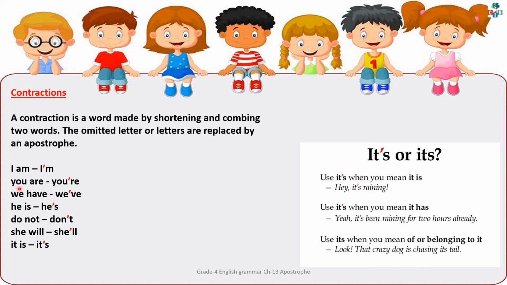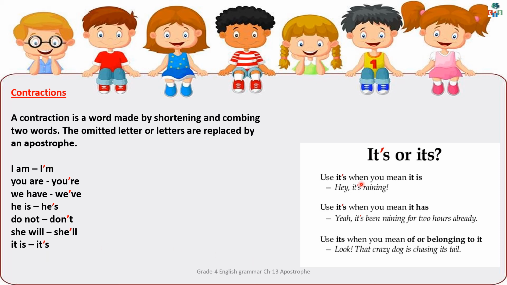You are. You are will be you're. The letter A is replaced by an apostrophe mark and we have combined these two words. We have shortened the word. We have, we've. He is, he's. Do not, don't. She will, she'll. It is, it's. So like this, you have to combine the words. You have to shorten the words with the help of an apostrophe mark.